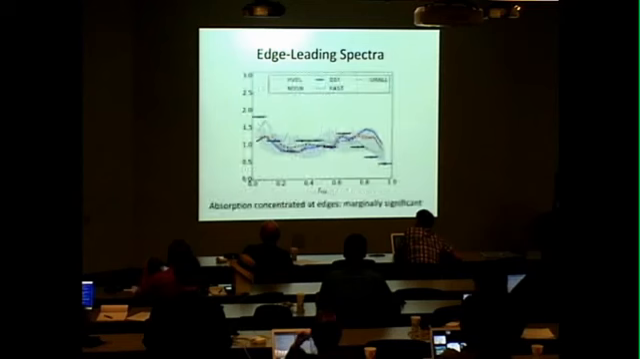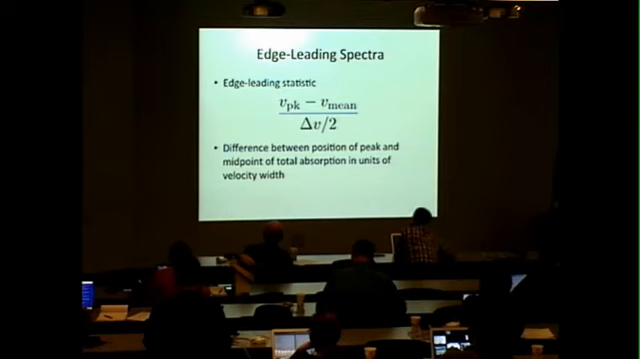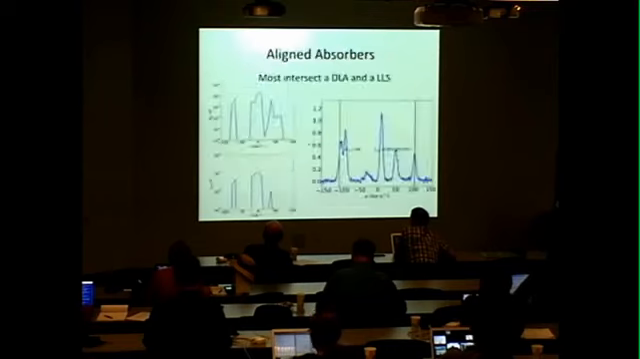The second question is a bit more tricky. And the third question I'm not going to answer because I haven't looked at that yet. That's for the next paper. The second question is the edge-leading statistic that you asked about. One definition of this is the difference between the velocity of the largest peak in the spectrum and the mean velocity. Let me just find you a spectrum.